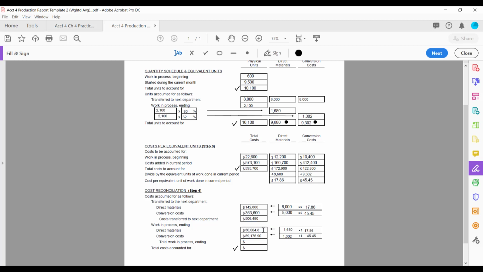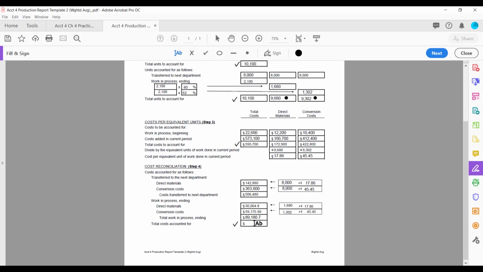So I should assign over $30,000 in direct materials and just under $60,000 in conversion costs to ending work in process. That means the total cost in ending work in process should just be the total of those two. We add those two together, you should get something along the lines of $89,180.7. All right, lastly, we need to know what total cost to account for.